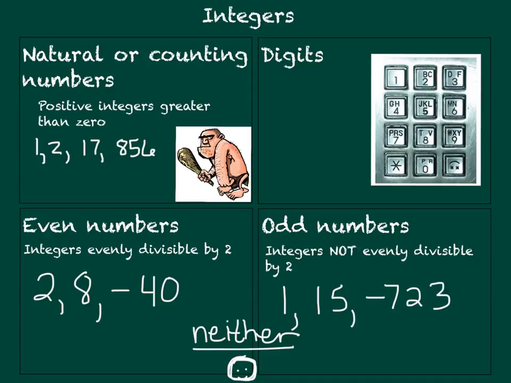Okay, so those are all the classifications of numbers that we expect you to know for Algebra 2. We've started off with real and imaginary. Real broke down to rational and irrational. Rational broke down to integers and non-integers, while irrational broke down to radicals and transcendentals. Integers broke down into natural or counting numbers and digits, and even and odd numbers. So those are all different ways we can classify integers.